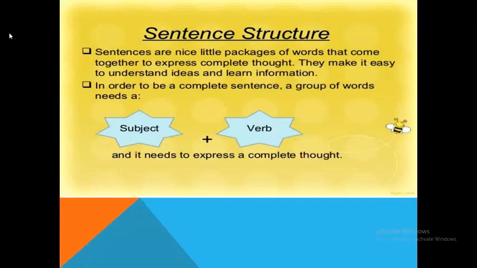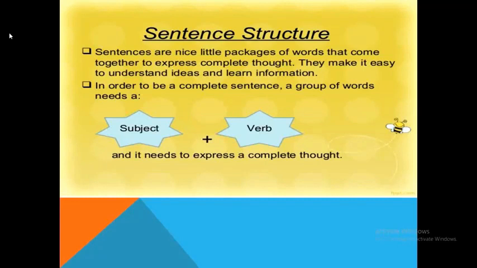So dear students, first of all, you know that a sentence structure. Sentences are nice little packages of words that come together to express a complete thought. They make it easy to understand ideas and learn information. In order to be a complete sentence, a group of words needs a subject and a verb, and it also needs to express a complete thought.